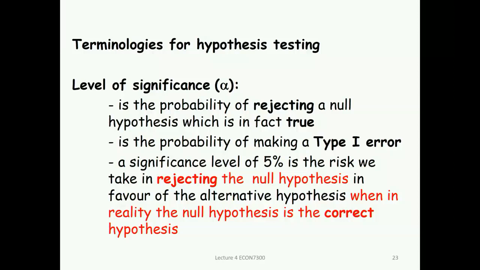Why? Because I am rejecting the null hypothesis in favor of the alternative hypothesis, when in reality the null hypothesis is correct. The null hypothesis is correct, but I rejected it. I make a mistake, and that mistake we call type 1 error, and that is alpha. Alpha is type 1 error, the mistake that I make by rejecting the null hypothesis when it is really true. It is true, but I rejected it.